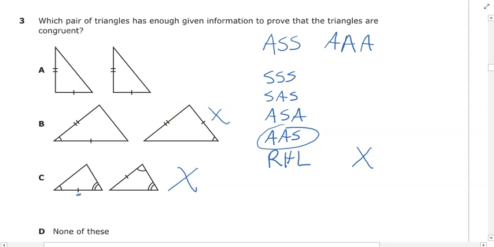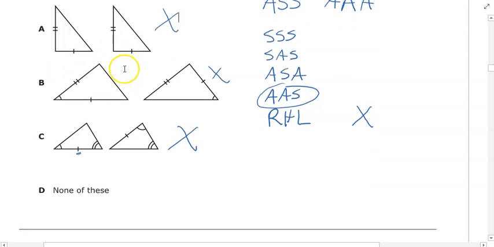On A, there's not enough information. You need at least three pieces. These both only have two. And although this looks like a right angle, it's not indicated, so we can't put that on there. So this one would be none of these have the exact information in the right order on both triangles.